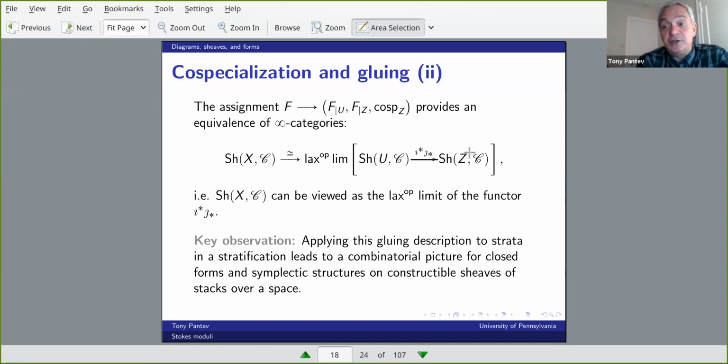The key observation is that you can apply this to strata in a stratification. And if you use these co-specialization gluings for the strata in a stratification, you get a combinatorial picture for closed forms and symplectic structures on a constructible sheaf of stacks. So let me try to explain this.